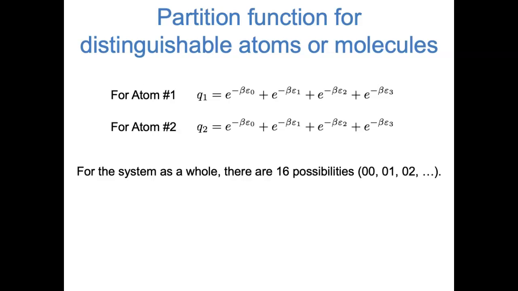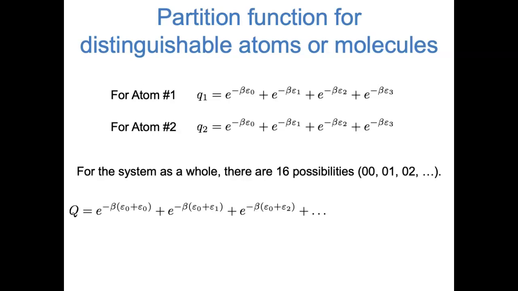The energy of the entire system is going to be the sum of the energies of atom number 1 and atom number 2. When we write the partition function for the whole system, the energies within the Boltzmann factors are going to be sums of the individual energies. So it's going to look something like this. We're going to use capital Q to symbolize the partition function for multi-particle systems. That's something we'll see throughout the next few videos.